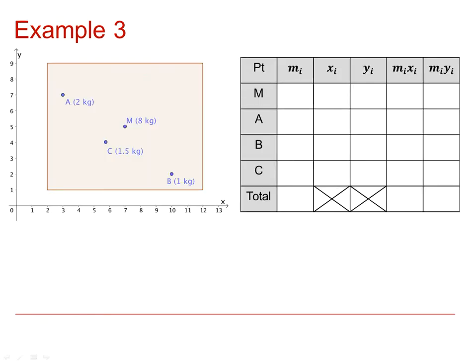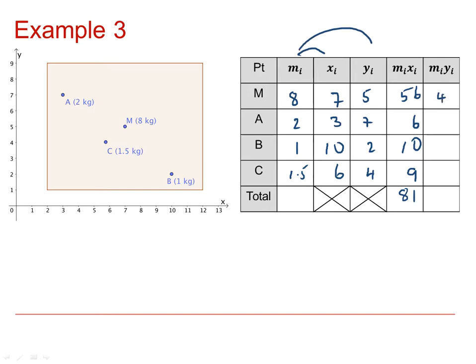This diagram shows a situation then where we replaced the lamina by a point mass, and we can now proceed as we've done before with a table. So we've got masses of 8, 2, 1 and 1.5. M is at 7, 5, A at 3, 7, B at 10, 2 and C 6, 4. So if we first of all calculate MIXI, we get the values 56, 6, 10, 9, and that gives a total of 81. And for MIYI, we get 40, 14, 2 and 6, giving a total of 62. And the total mass is 12.5.